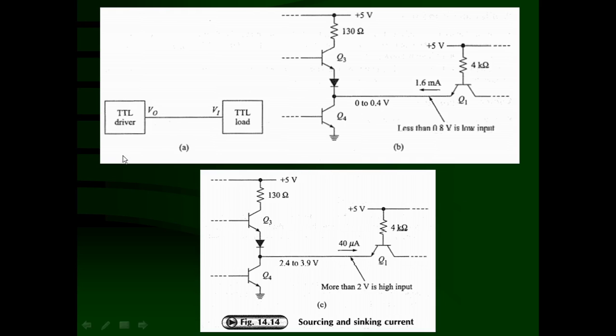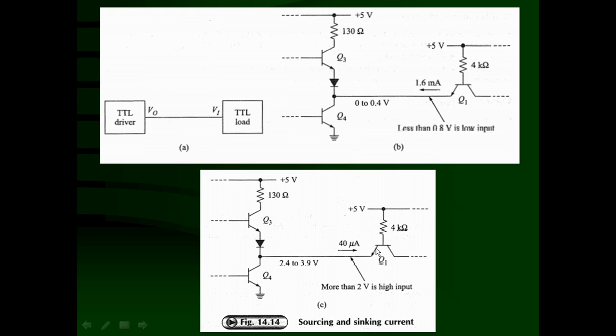So you can see this figure. The first device, which is known as the TTL driver, and the second device, which is called the TTL load, are interconnected by a simple wire. So the output of the TTL device is connected to the input of the TTL load. V0 is taken as Vi for the TTL load. The same thing is going to be shown here in a schematic circuit diagram.